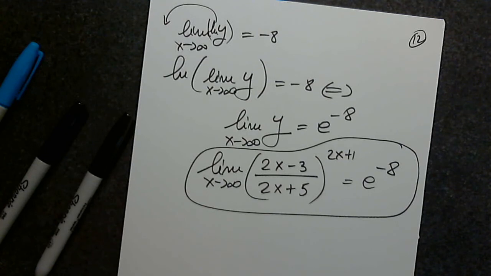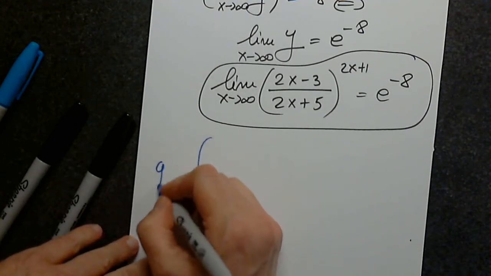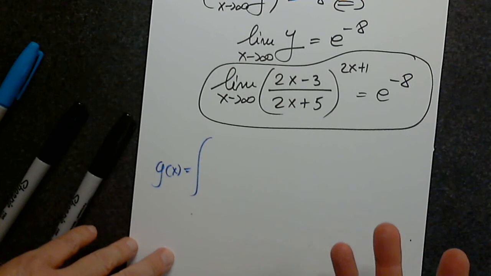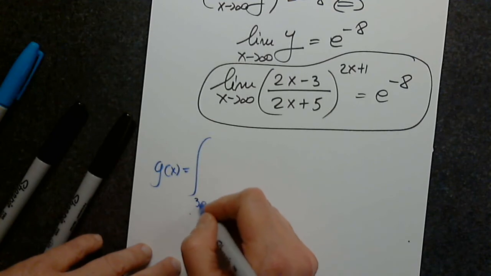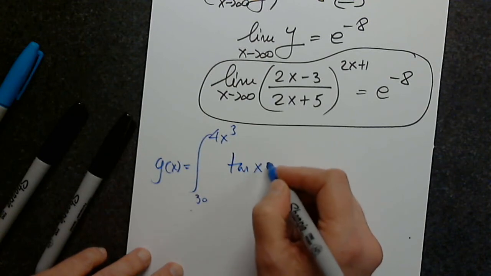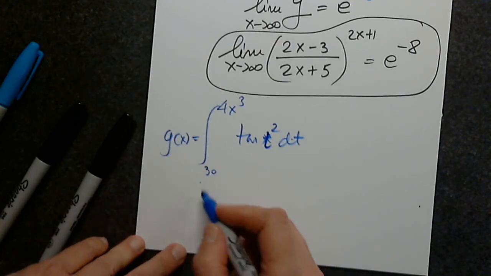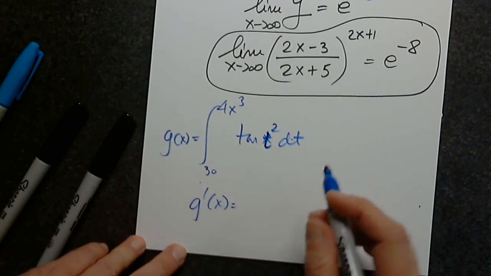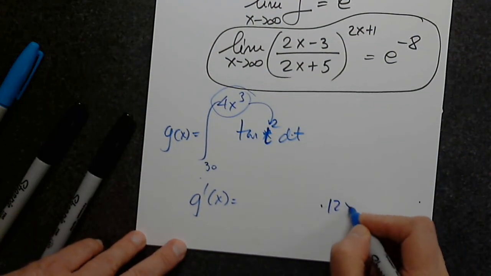Can we go over the fundamental theorem of calculus? Which one? Part 1, part 2? Part 2. Okay. So for part 2, you're given a function in the form of an integral. For example, if you have the integral from 3 to 4x cubed of tangent t squared dt, you can be asked to find g prime, which means you only have to replace t by 4x cubed and multiply by 12x squared.